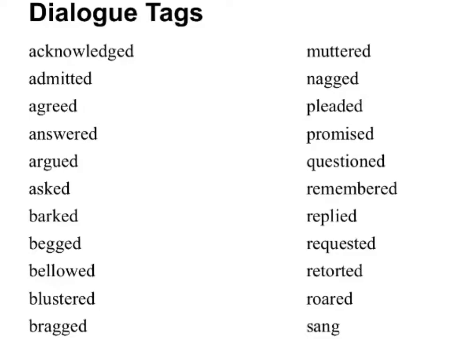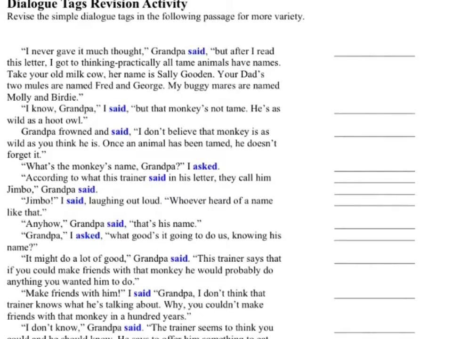One way to do that is to add what we call dialogue tags. Those are words like acknowledged, admitted, muttered, instead of just the word said every single time. Argued, remembered, replied, requested, retorted, blustered. You are going to have a list of a bunch of different dialogue tags to try out today. For your independent time, you are going to have a paper like this.